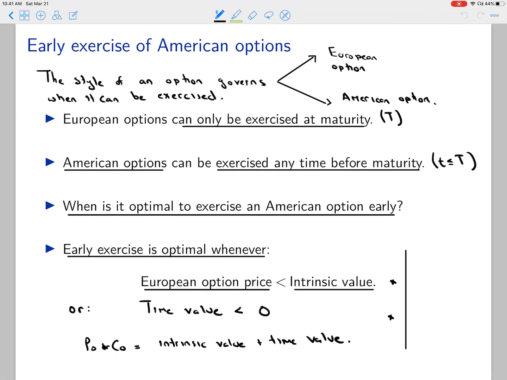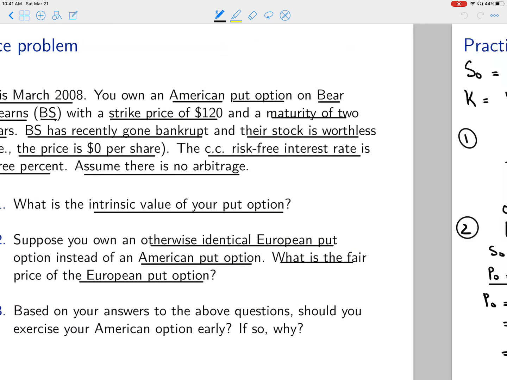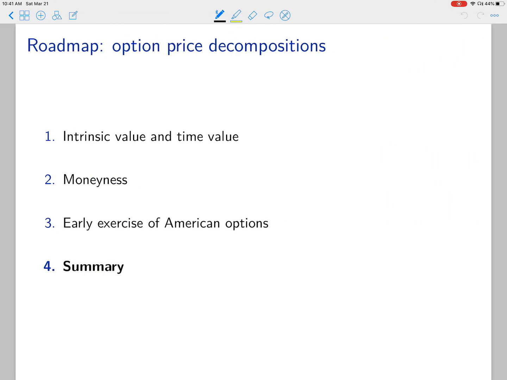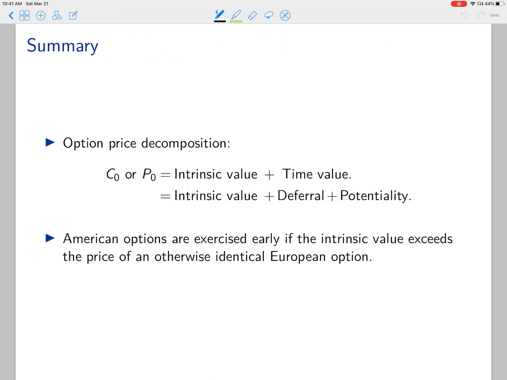And the reason why is because for these options, the time value may be less than 0 on the European option. Okay. So in summary, we can decompose option prices into two components, intrinsic value and time value. And then we can also split time value into two further subcomponents, deferred payment value, which is positive for calls, negative for puts, and a potentiality value, usually positive unless there's early exercise going on. We then related intrinsic and time value to the early exercise of American options and also the moneyness.